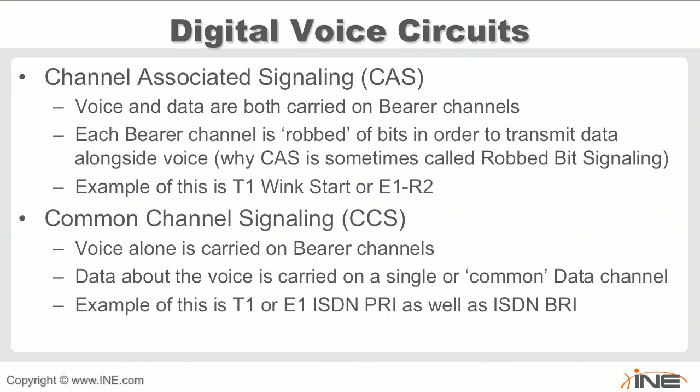So looking at the digital voice circuits a little more in detail, we talked about CAS, channel-associated signaling. In this type of digital circuit, voice and data are both carried on the bearer channels, so there really is no separate data channel. Each bearer channel is basically robbed of individual bits, or borrowed, if you want to call it, in order to transmit the data alongside the voice. CAS is sometimes also called RBS, or robbed bit signaling.